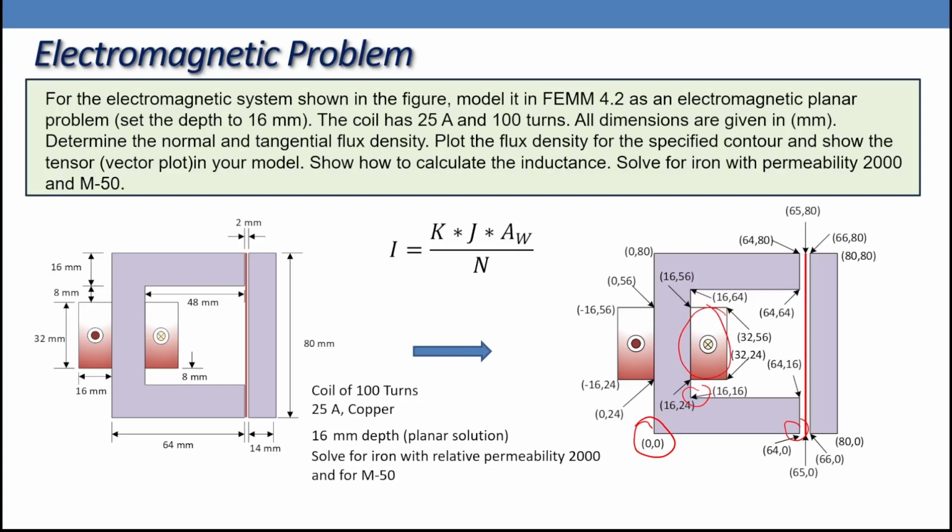So definitely we have insulation, we have the bobbin and some other stuff. So K varies between 0.2 to 0.5 or 0.6. It depends on the application. For a magnetic circuit like this one, K could be something like 0.2 or 0.3. For a transformer, it could be something like 0.5, 0.6 or 0.7. J is current density in ampere per meter square or ampere per millimeter square, AW is the window area, and N is the number of turns.